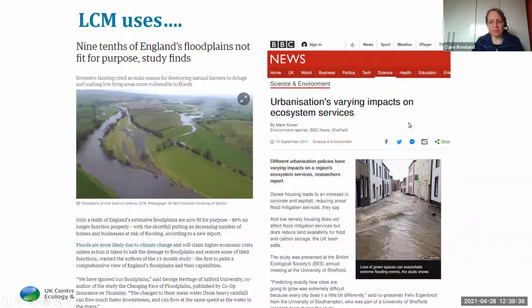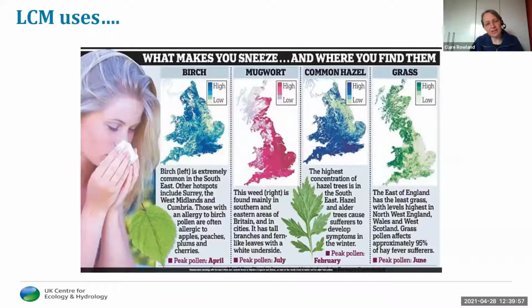This urbanization example looked at the change between two land cover maps, and looked at areas where urbanization had increased, and then looked at what had been lost and the ecosystem services of the areas that had been lost. And I like this slide because it's one of those rare slides where someone uses a slide from the Daily Mail in a science presentation. And in this study, what they did was they took the land cover map and grassland areas and basically produced maps of hay fever risk from the data.